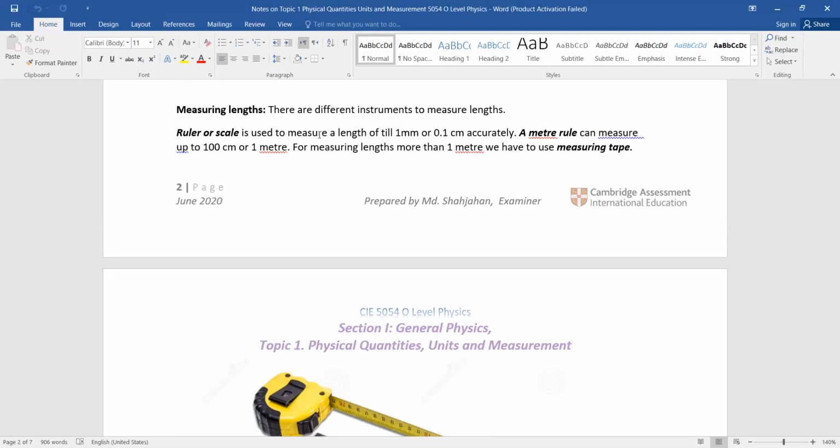So your ruler is 15 centimeter or 30 centimeter? 30 centimeter. And each of the centimeter is divided into 10 equal parts, right?